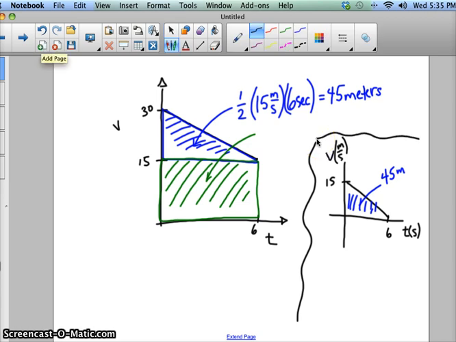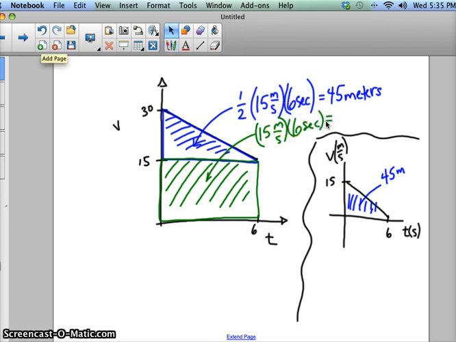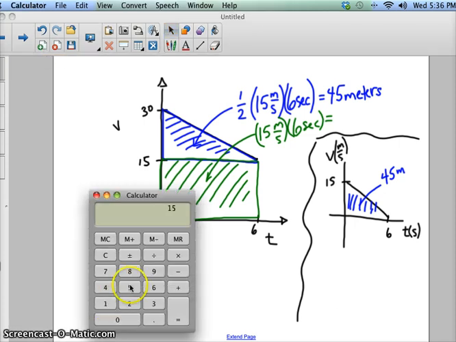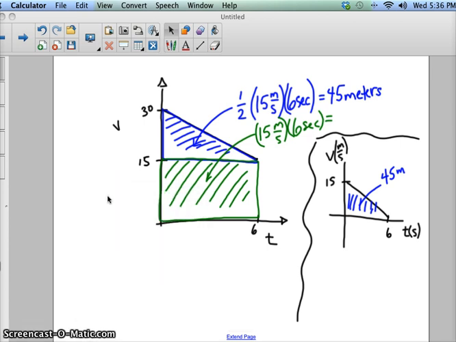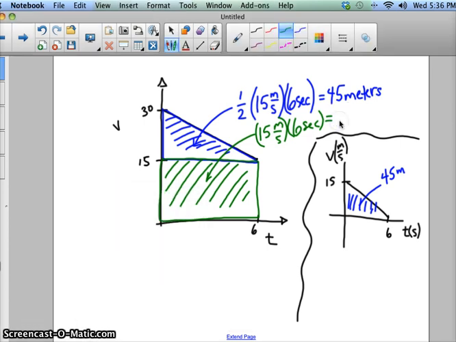So to finish up this problem, the rectangle's area is going to be 15 meters per second times 6 seconds. And let's try to figure that out. 15 times 2 is 30. So 15 times 4 is 60. So 15 times 6 should be 90. Let me just check that. 15 times 6. Yeah, cool. All right. So I'm talking about 90 meters.